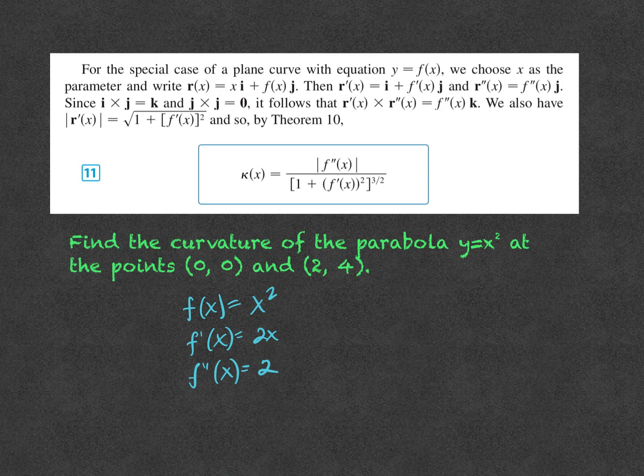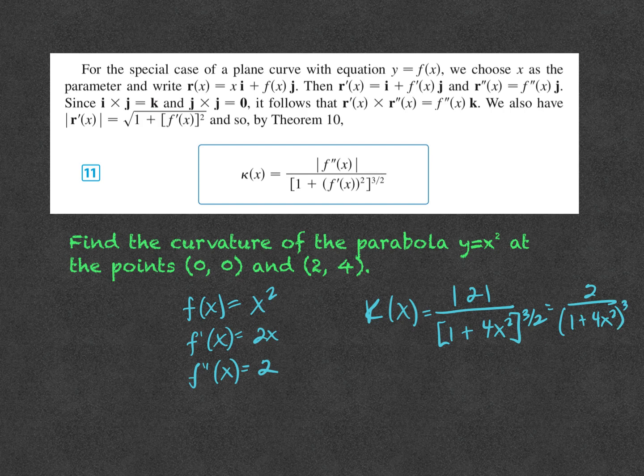So then our kappa formula of x equals the absolute value, it has to be absolute value because you don't have a vector here, of the second derivative 2, over bracket 1 plus the first derivative 2x quantity squared. So we're going to call it 4x squared to the 3 halves. Now if I needed a general formula, I would go ahead and say 2 over 1 plus 4x squared to the 3 halves. And that would be my general formula to find curvature for anything at any point.